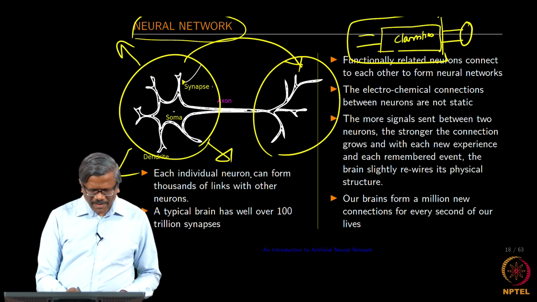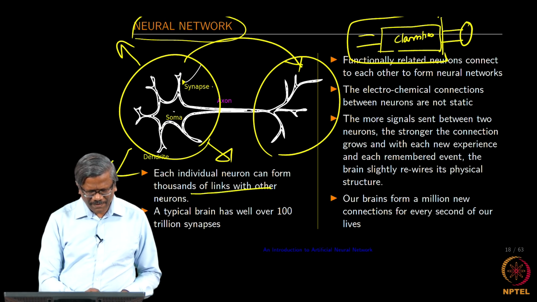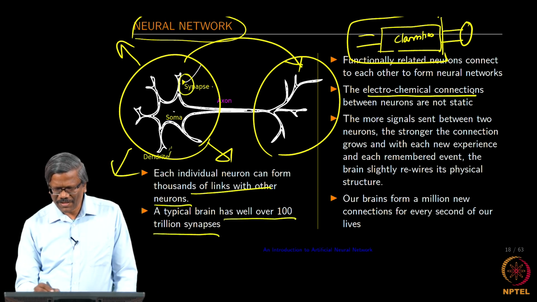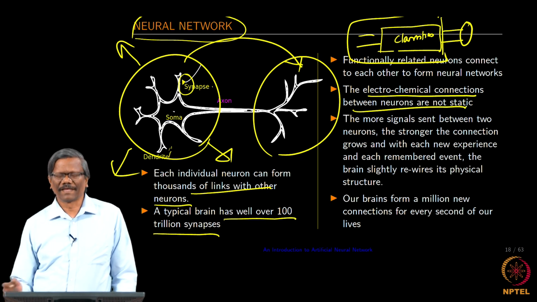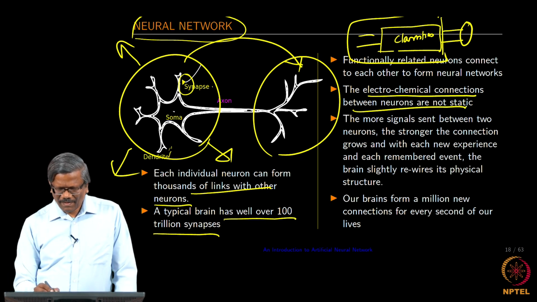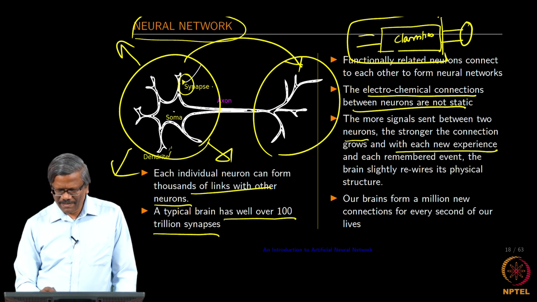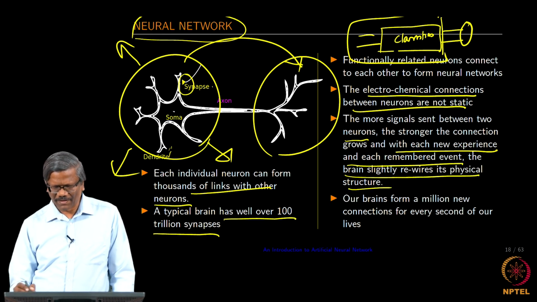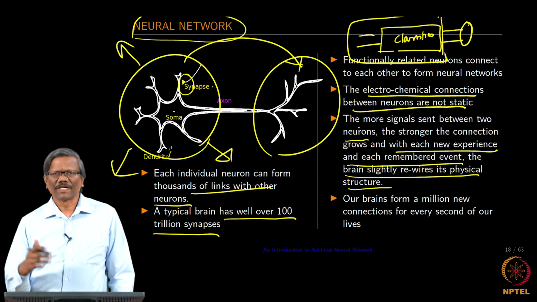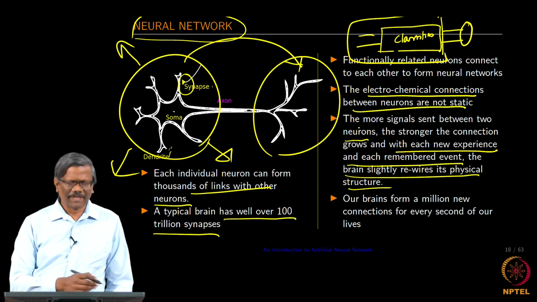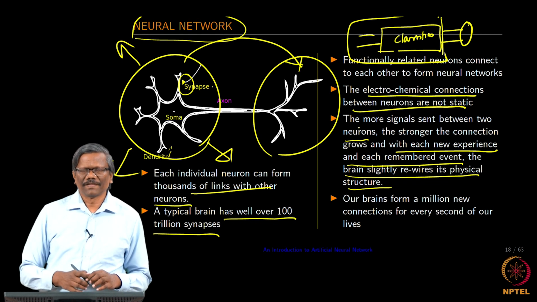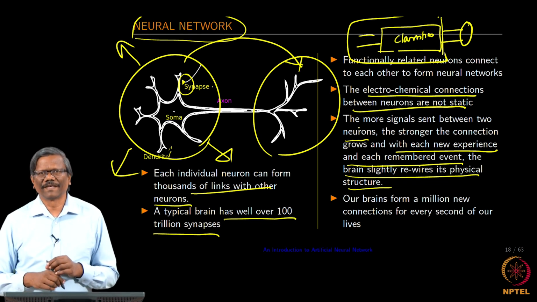Each neuron can form thousands of links. The electrochemical connections between neurons are not static; they keep changing. The more signals sent between two neurons, the stronger the connection grows. With each new experience and each remembered event, the brain slightly rewires its physical structure. The more signals that are sent between the connections, the more the strength increases.